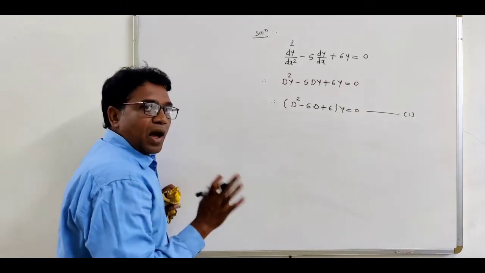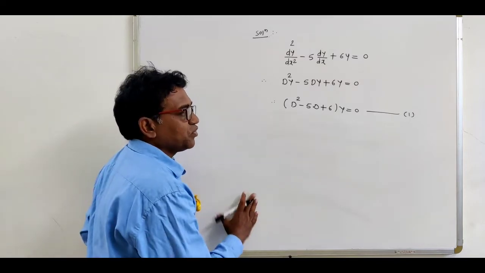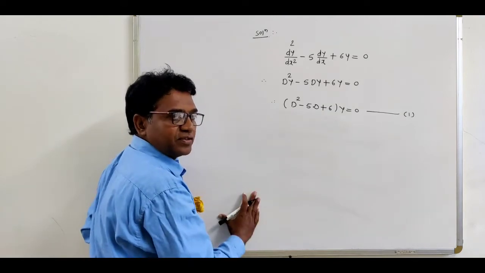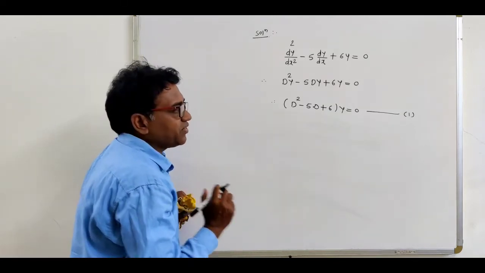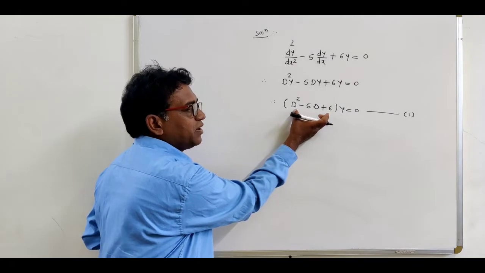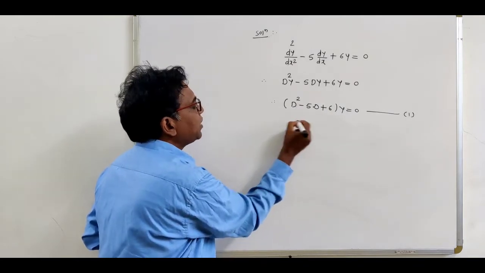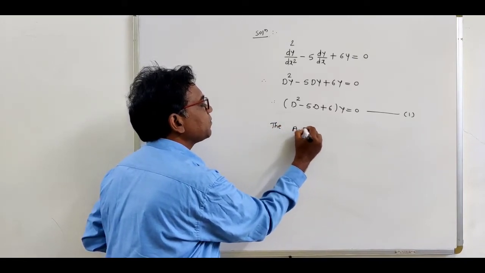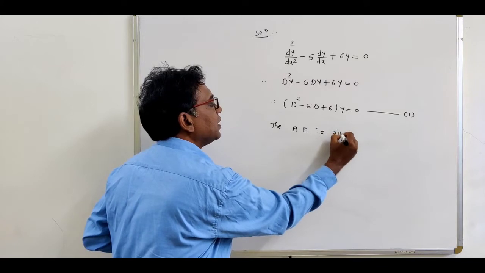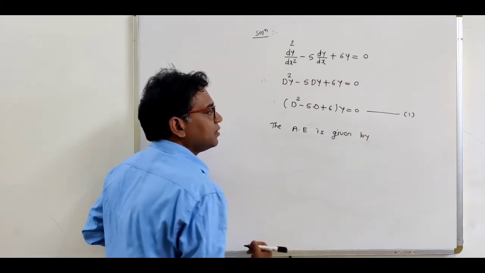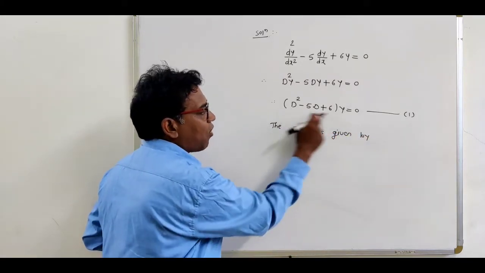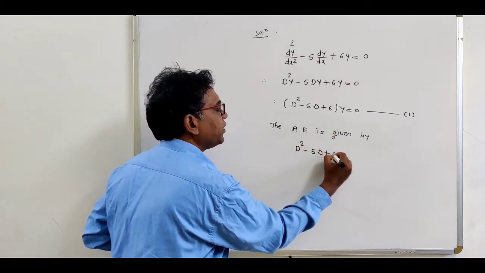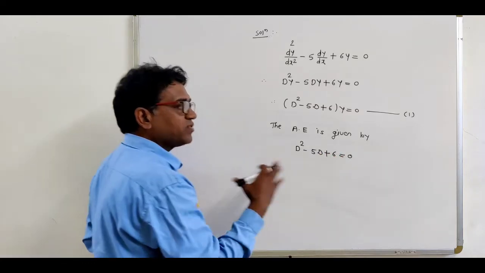Now the question is how to solve the associated equation. This is the method. First of all, take its auxiliary equation. What is the auxiliary equation? Just equate this differential term to 0. So the auxiliary equation is given by taking this differential term equal to 0. This is called the auxiliary equation.